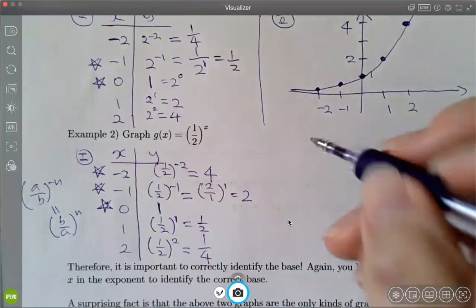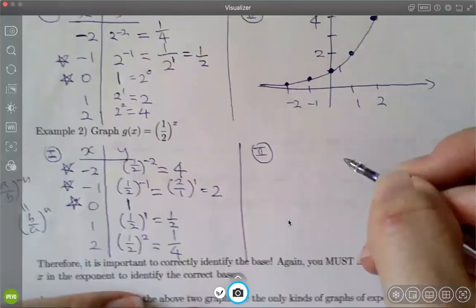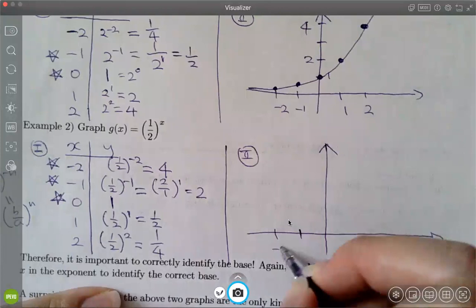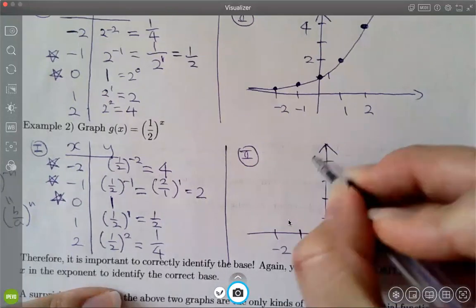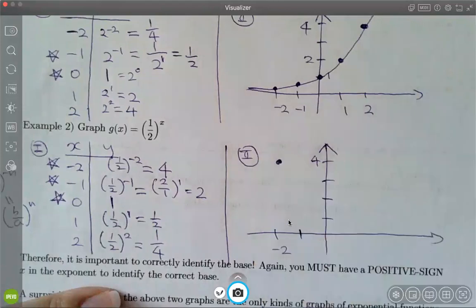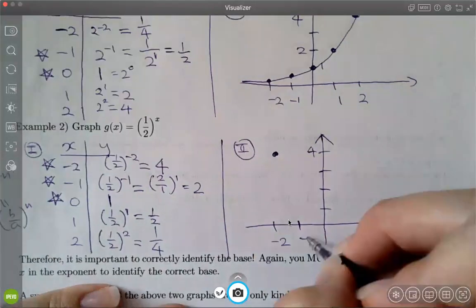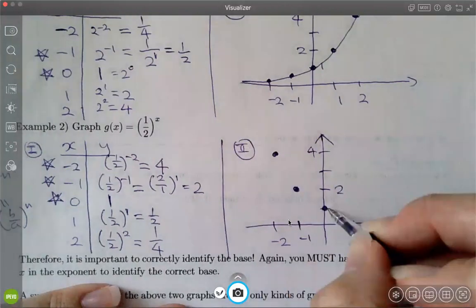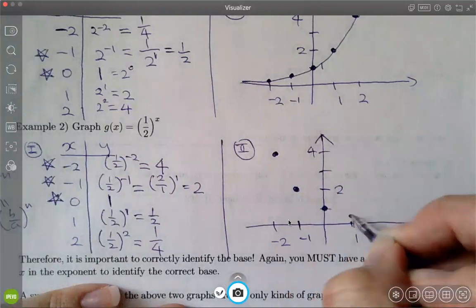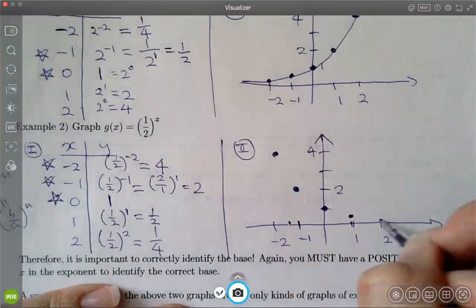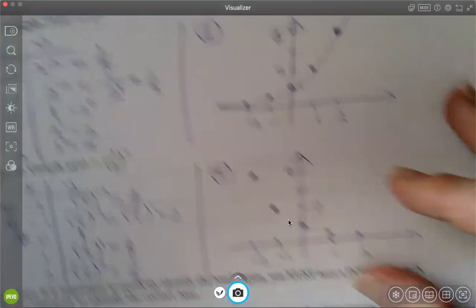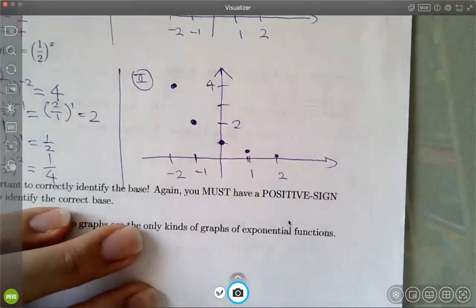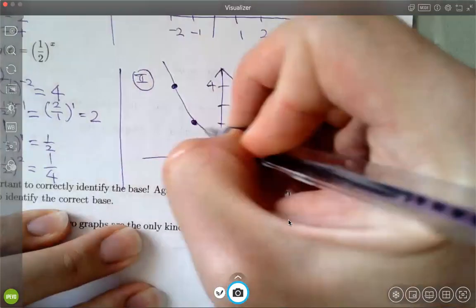Okay, so now, how does the graph look this time? So here's negative 2, and then 1, 2, 3, 4. So it passes this point, and then negative 1, comma 2 is here, and then 0, comma 1, and then 1, 1/2, so that means here, and then 2, 1/4, so that's somewhere here. Okay, so the graph is again not a line, but the graph looks something like this.